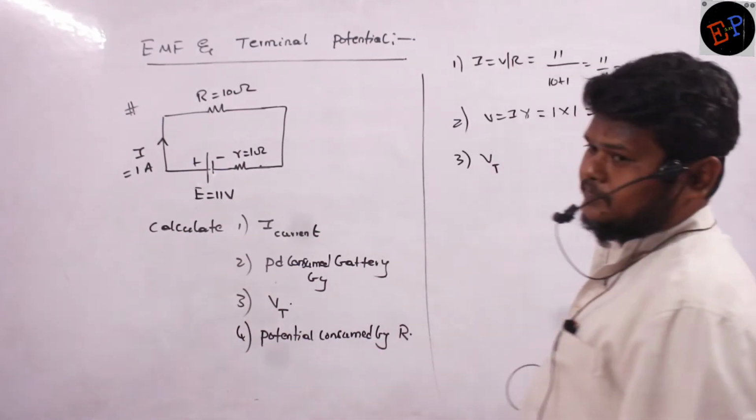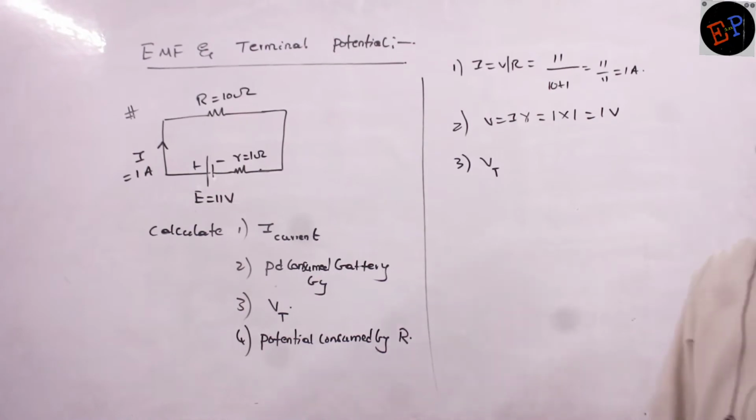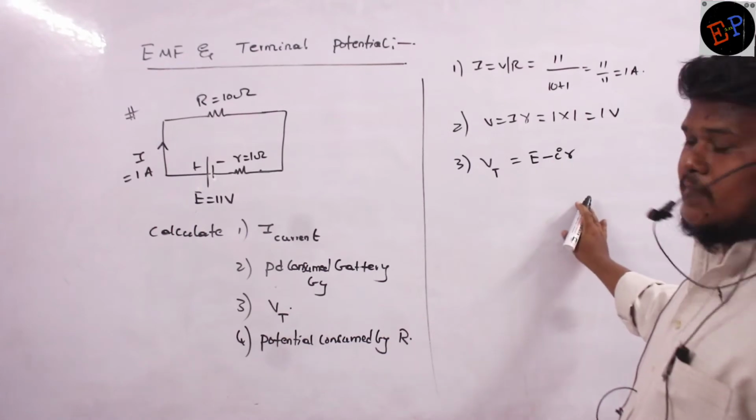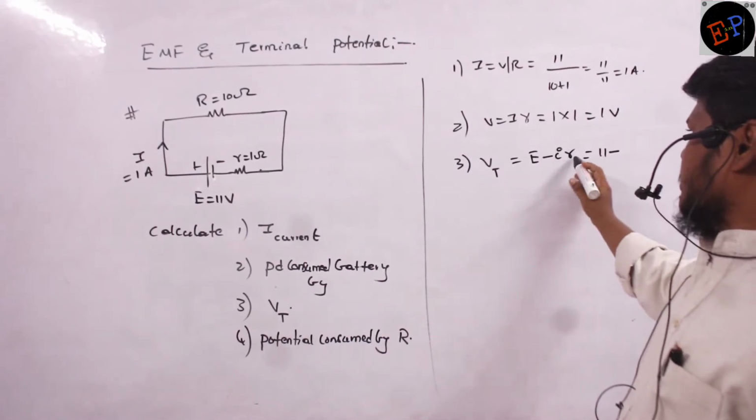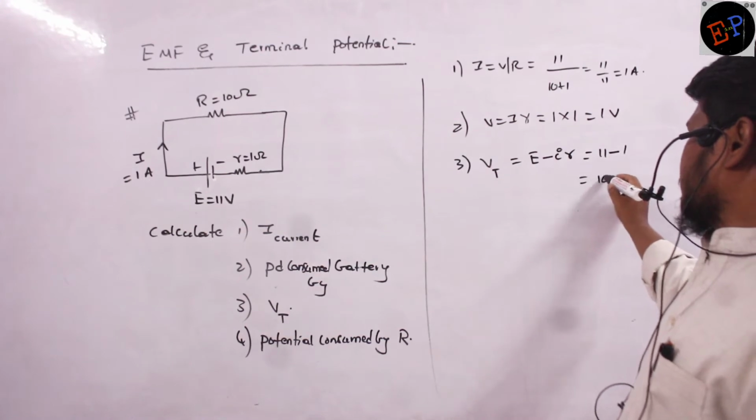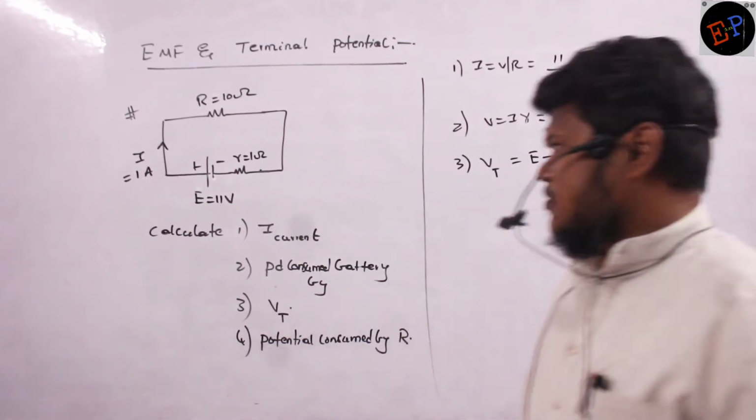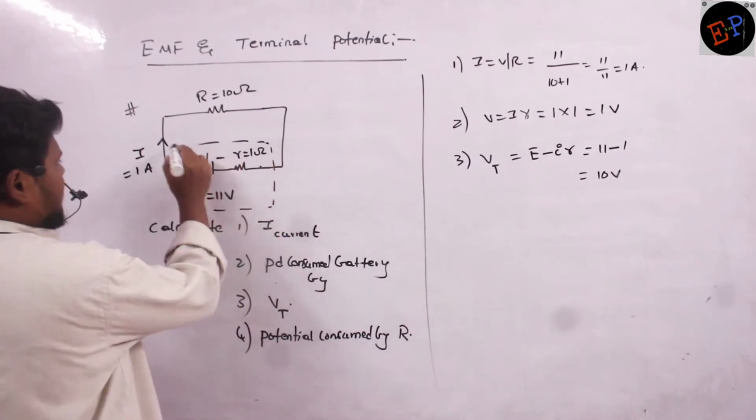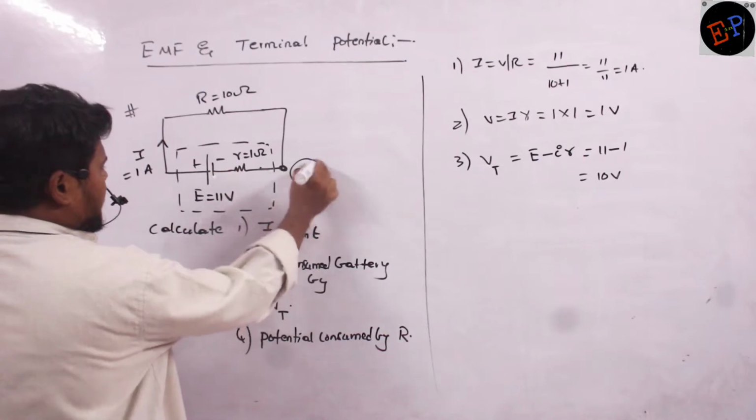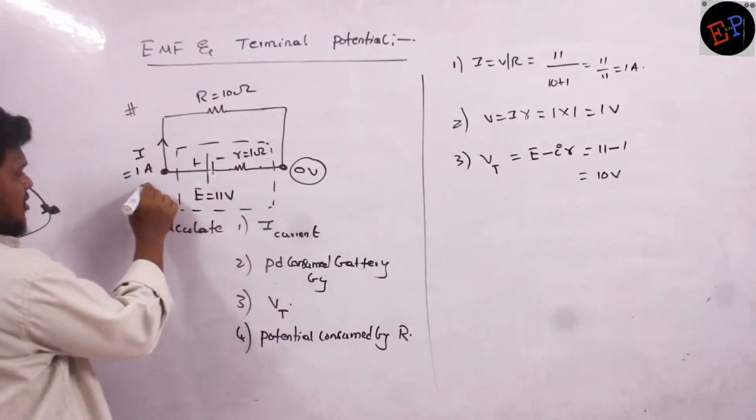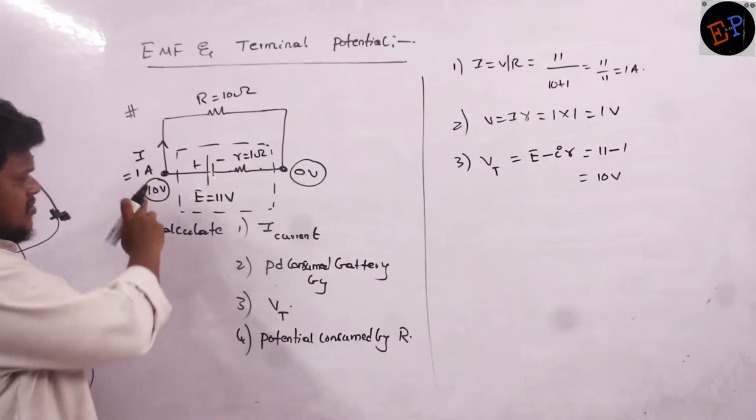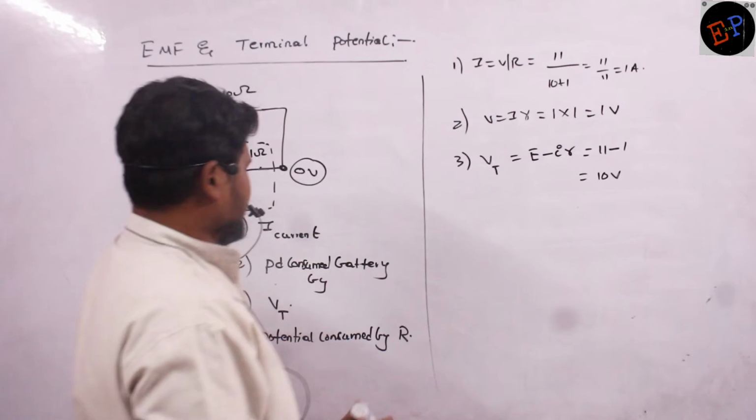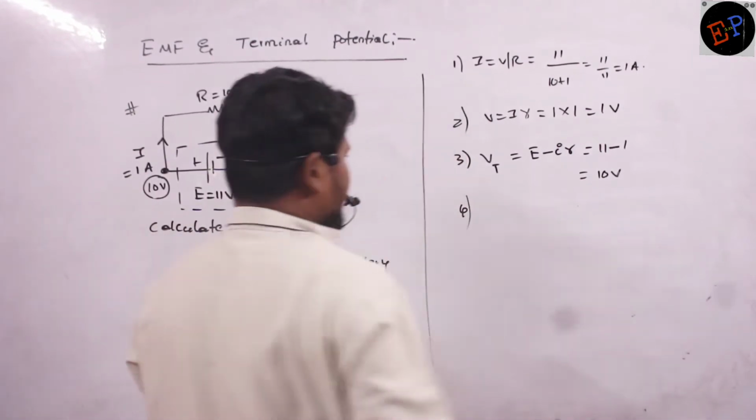Third question: terminal potential. We have already written it: E minus I into r. So 11 minus I into r, where we already calculated I as 1, gives 10 volts. What is meant by 10 volts? Let us see. This is the cell. If the potential here is 0, then the potential here is 10 volts, because 10 minus 0 is 10. This is called the terminal potential. That's it.